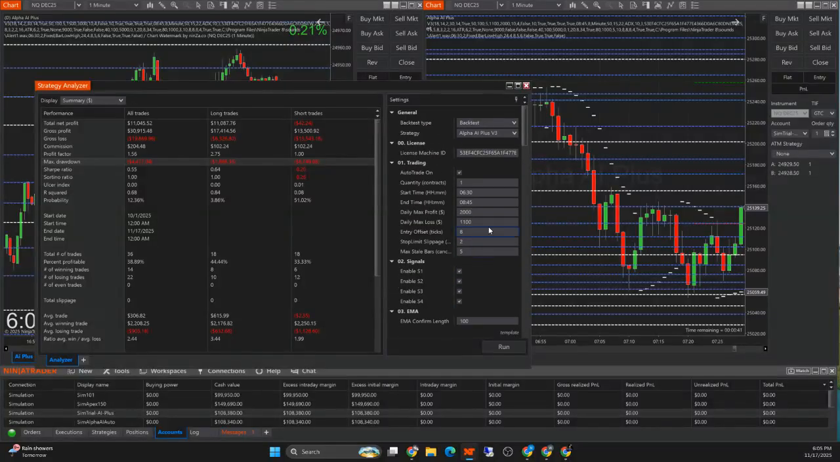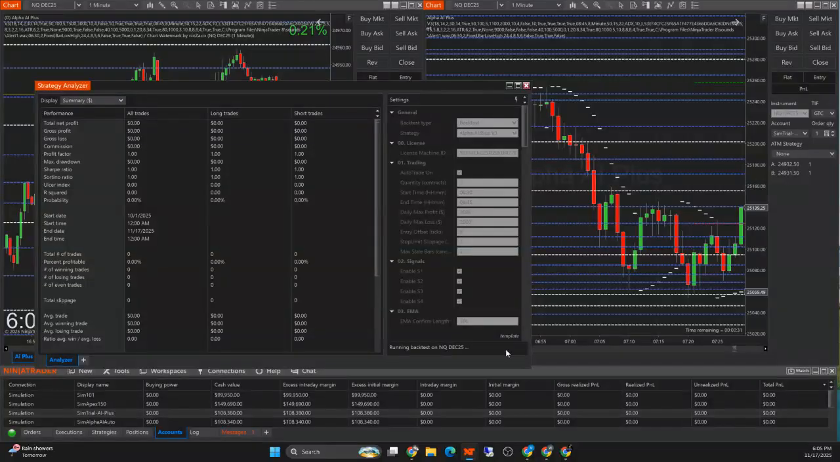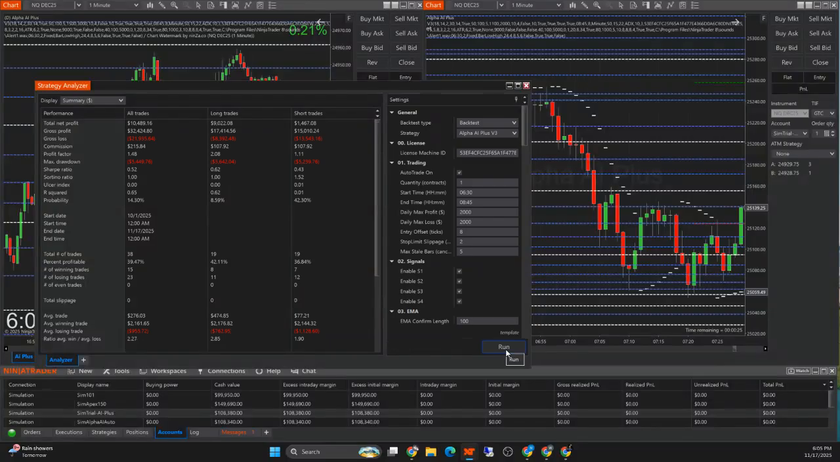Let's say if we increase the daily max loss, make it 15. I want to make it like 2 grand. I want to see what happens. I want to play with it because sometimes when you tighten your max loss per day, it's going to reduce your profit. This one actually works. So $1,100 was better. So let's say if we make this $1,000 profit instead of $2,000 profit.